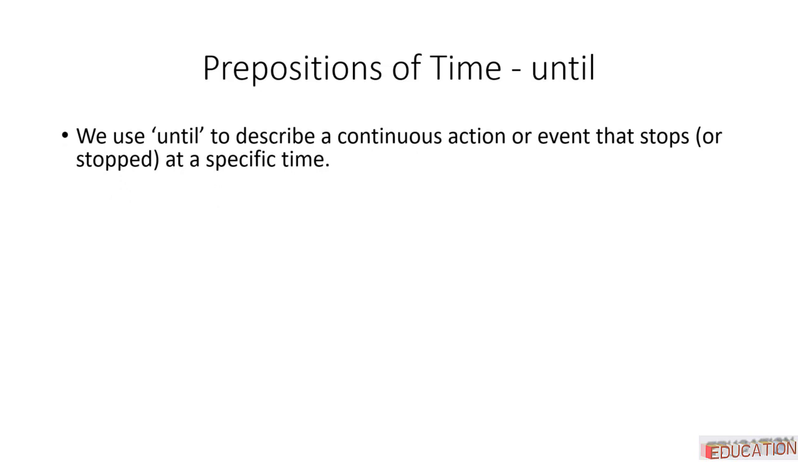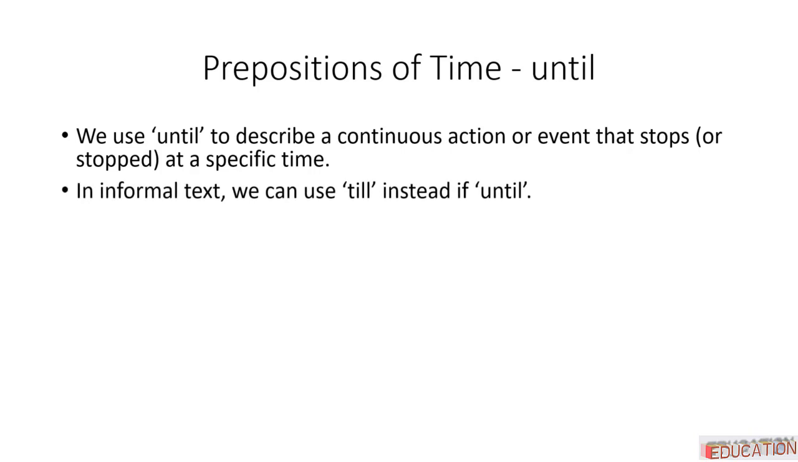And we use until to describe an action or event that stops or has stopped at a specific time. The examples will make it clear. If we're talking informally, or rather writing informally, instead of using until, we can use till.